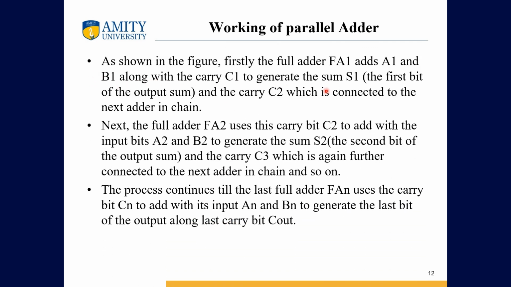Again, as we explained, the full adder works by taking the carry input C1. It generates the sum S1. C2 is generated, which is connected to the next adder in the chain. The next full adder has the bits A2 and B2, and it has the carry out C2 added from the first adder. It has a sum S2, and then the C3 carry, which is generated from this, goes to the next adder, and so on.